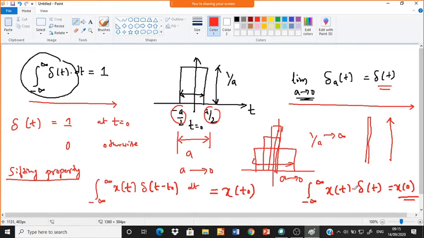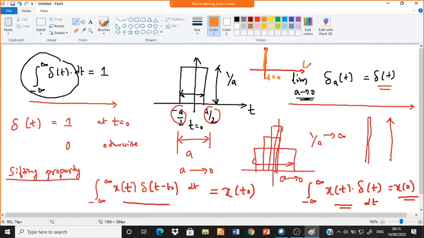So this is the value. x of t into del of t into dt, always the variable in the integral will be dt. So this is the shifting property, and it is the same if you multiply any signal with the impulse function: it will give the value of the signal only at time t equal to 0. So if you represent that in the time domain, it will be just a value which is at t equal to 0.